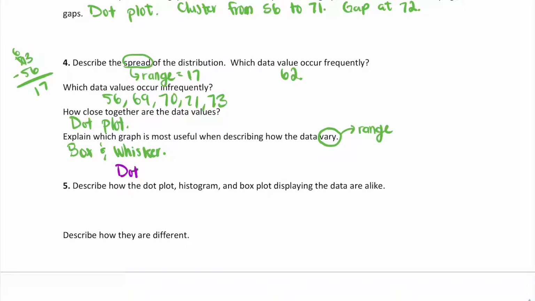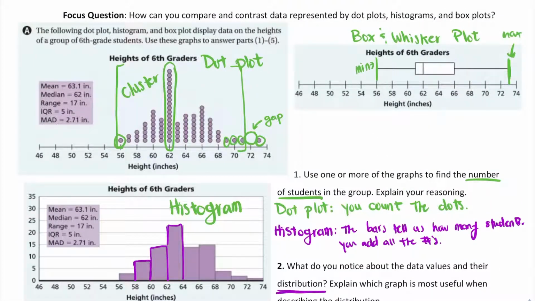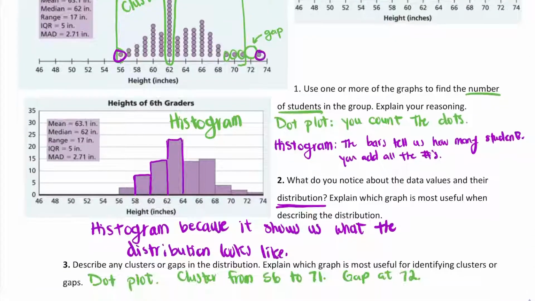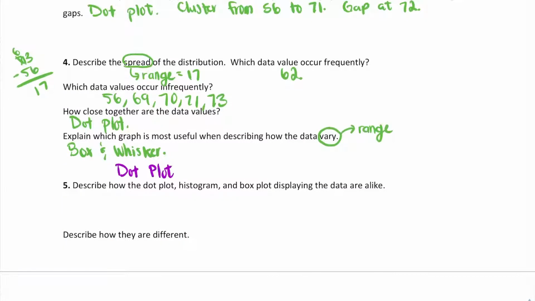So some of you might have said the dot plot, right? Because on the dot plot, you can actually see the highest value and the lowest value. So you could also take a look at the dot plot there. But I would definitely look at the box and whisker first.